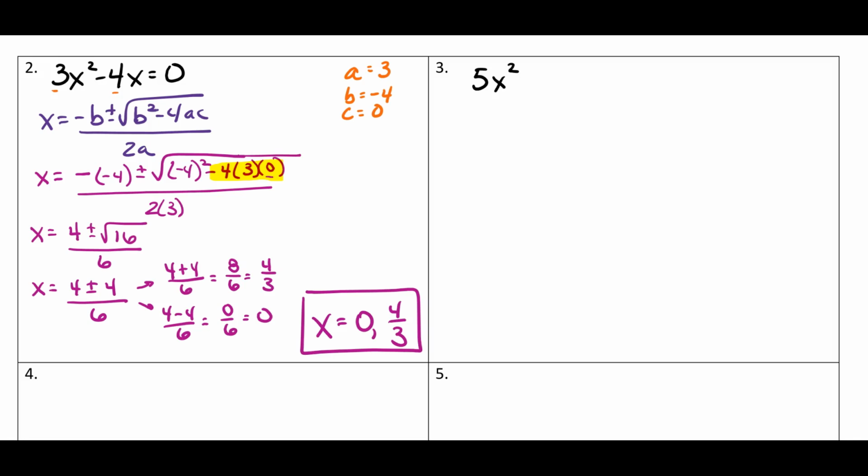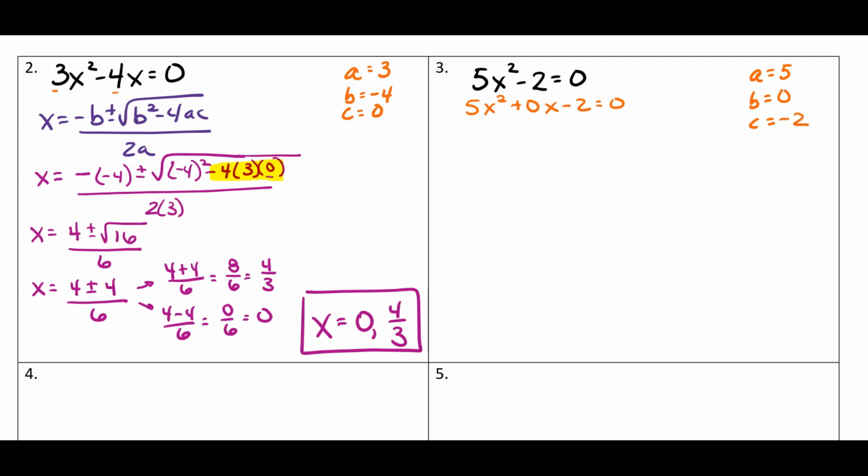5x squared minus 2 equals 0. So again, is it set equal to 0? Is it in standard form? The answer to both of those is yes. So now we identify our a, our b, and our c. So our a is going to be in front of the quadratic, x squared. So our a is 5. Now notice this time we don't have an x term. There's no bx term. So really this is 5x squared plus 0x minus 2 equals 0. So our b is going to be 0 and our c is going to be negative 2.